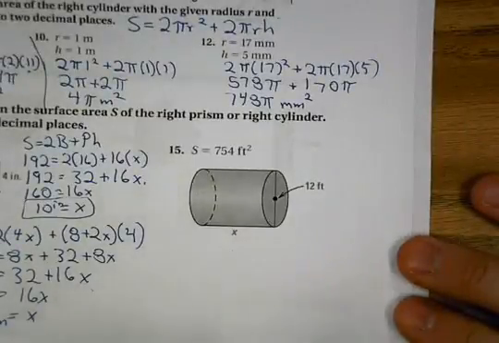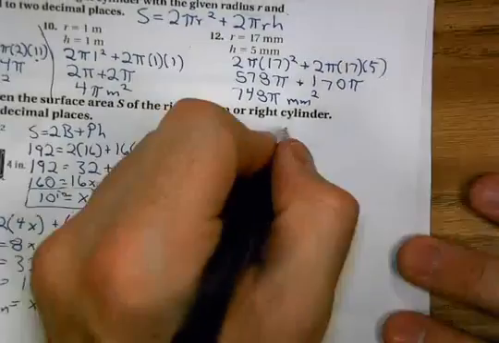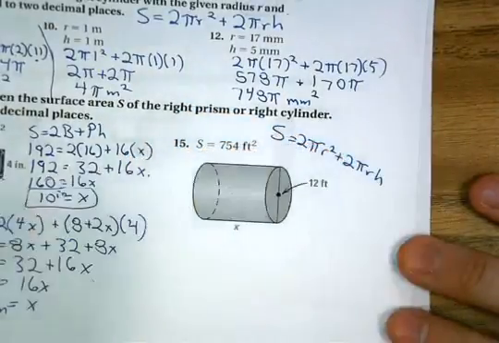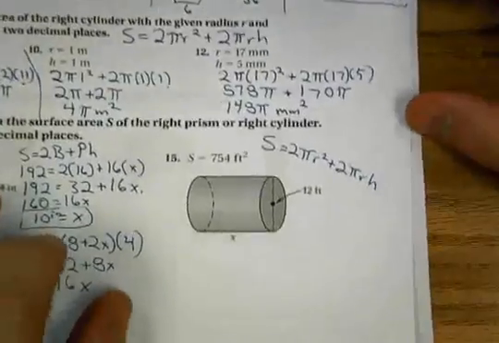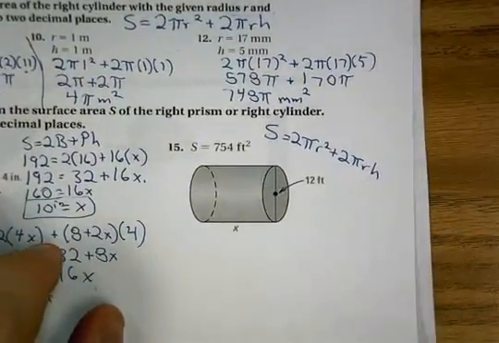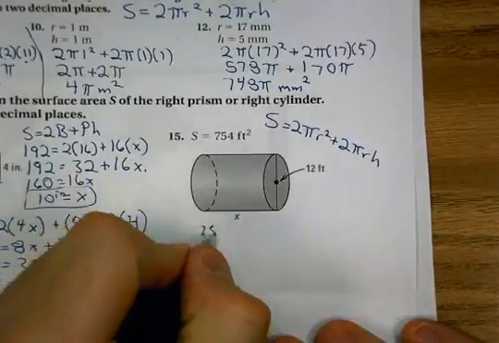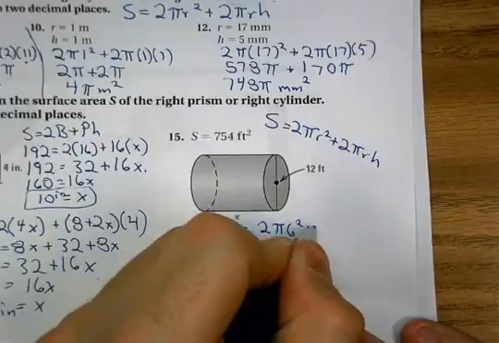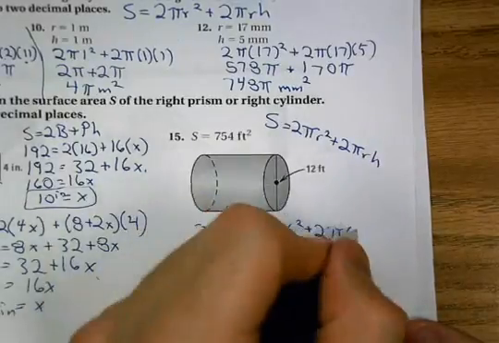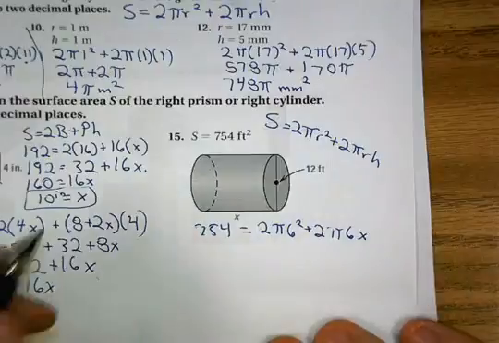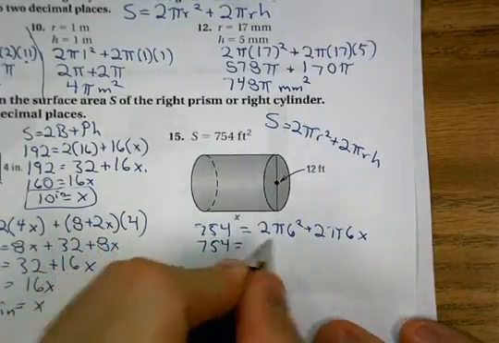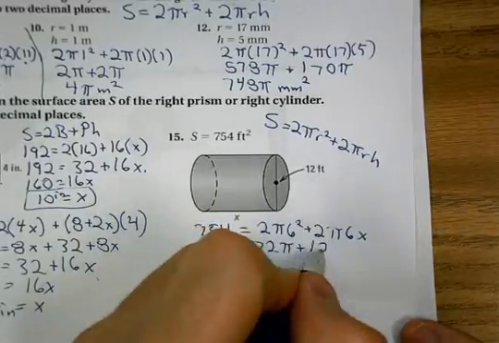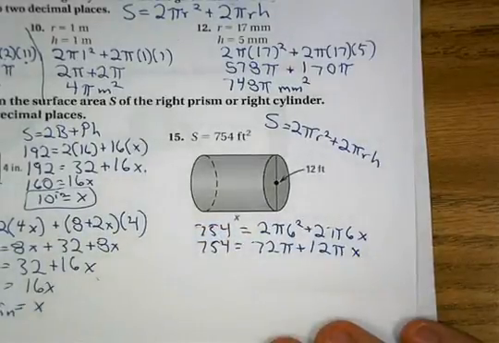Now 15, I have my cylinder, and the formula for a cylinder is 2 pi r squared plus 2 pi rh. Now for this one, I'm going to use 754 as my surface area, is equal to 2 pi times 6 squared plus 2 pi times 6 times x. Clean this up a little bit. 6 squared is 36, times 2 is 72 pi. And then I get 12 pi x for my last term.